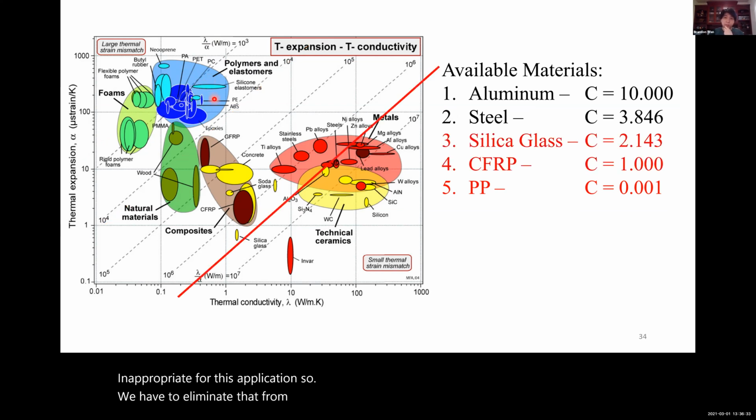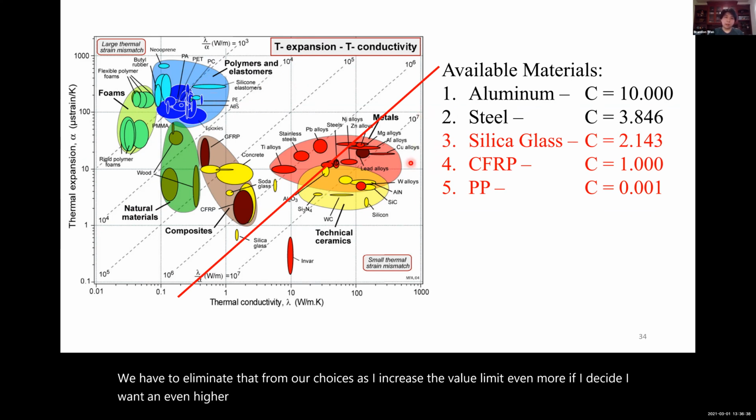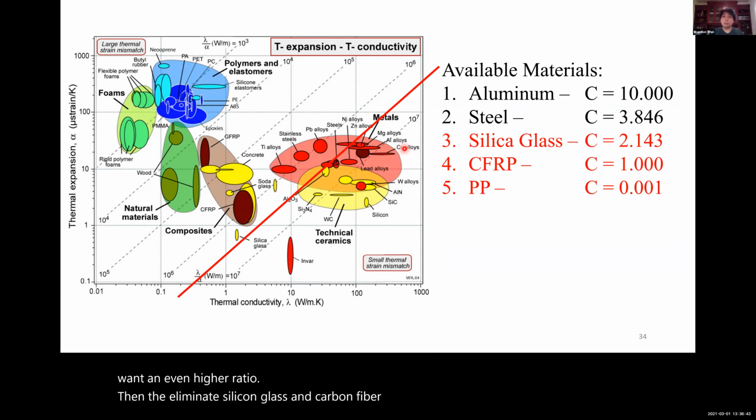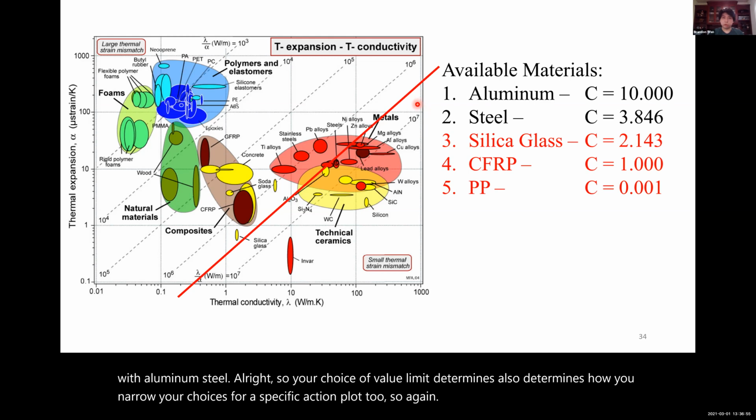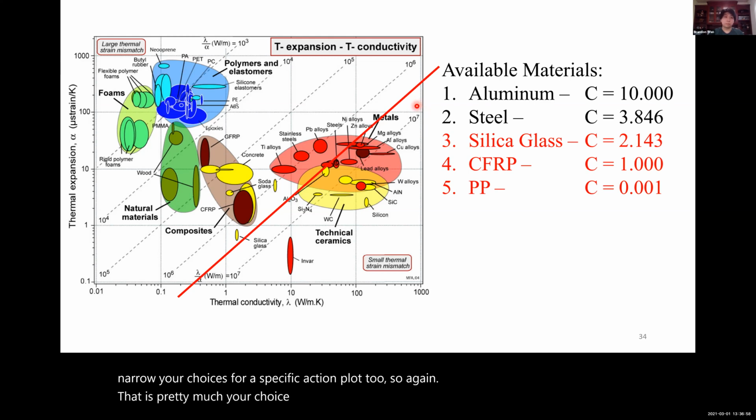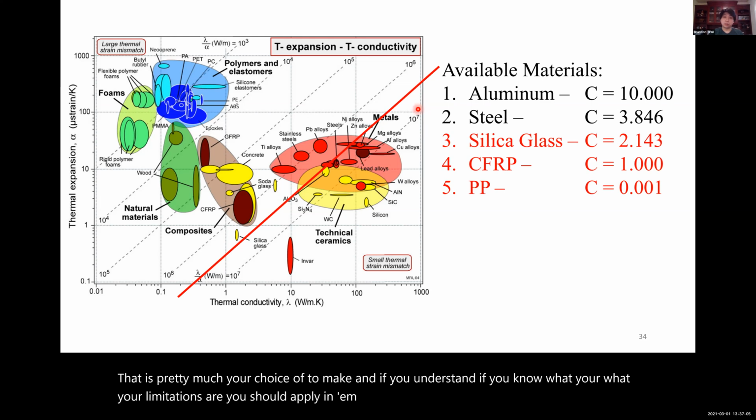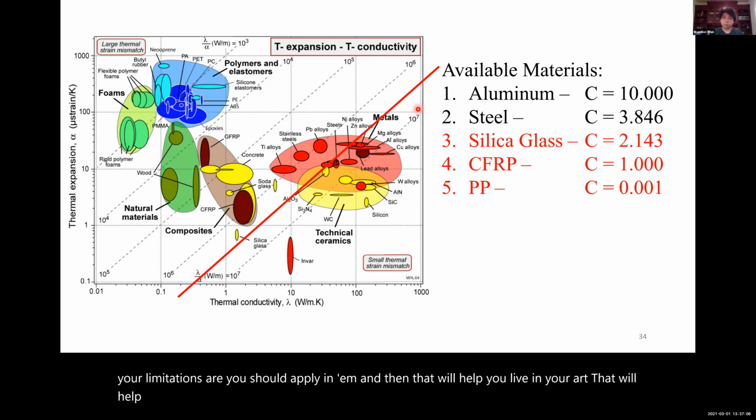As I increase the value limit even more, if I decide I want an even higher ratio, then I eliminate silicon glass and carbon fiber reinforced polymers, and now I'm left with aluminum and steel. All right. So your choice of value limit also determines how you narrow your choices for a specific Ashby plot too. So again, that is pretty much your choice to make. If you know what your limitations are, you should apply them, and that will help you down select your choices even further.